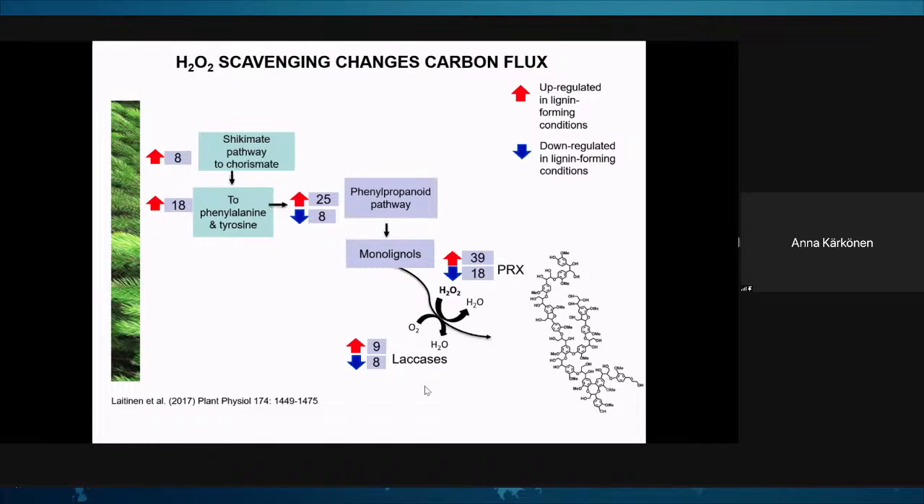We also saw that there are changes in other metabolism. In iodide-treated conditions, non-lignin forming conditions, cell division seems to be activated, and we saw that also at the gene expression level. So basically the conclusion from this work was that the apoplastic redox state not only regulates the phenolic metabolism, but all cellular metabolism.